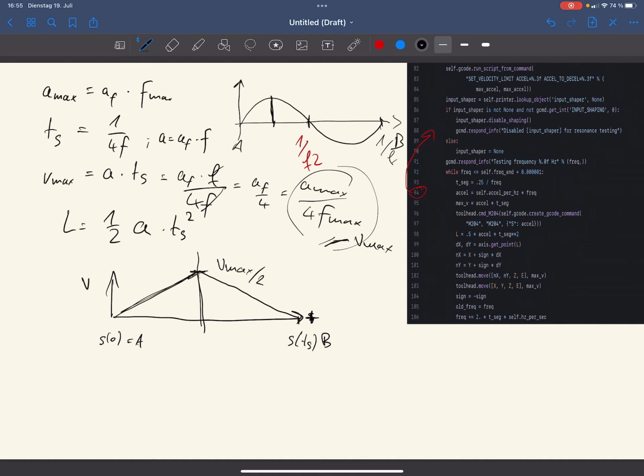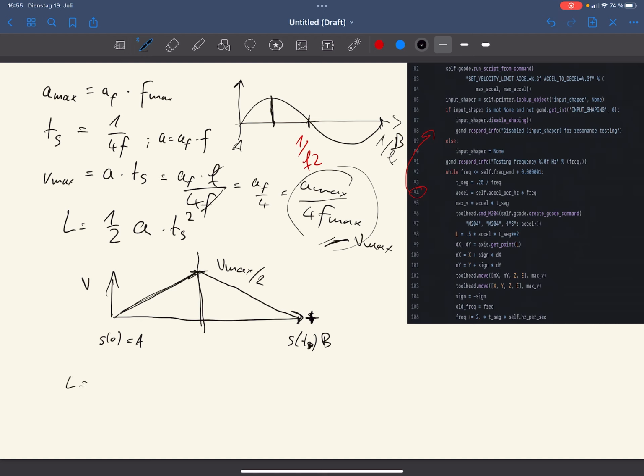So this is not the same as here, of course. Now the question we have to ask: what is TS? And is TS just 1 over 2f? Because that's what we need. And that's not the case. So how can we calculate that easily?